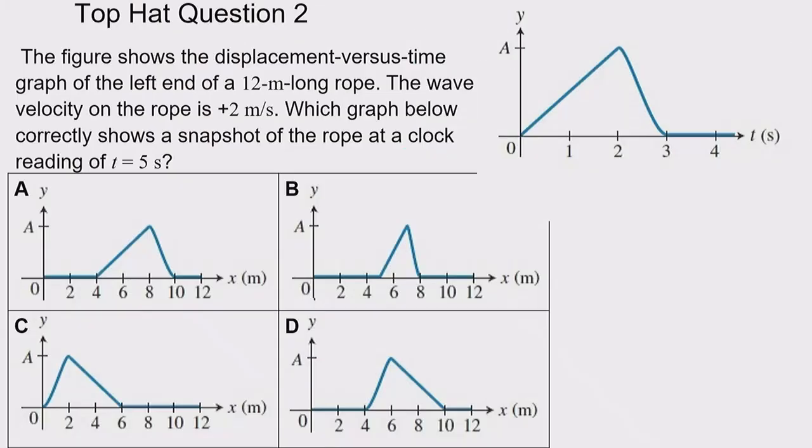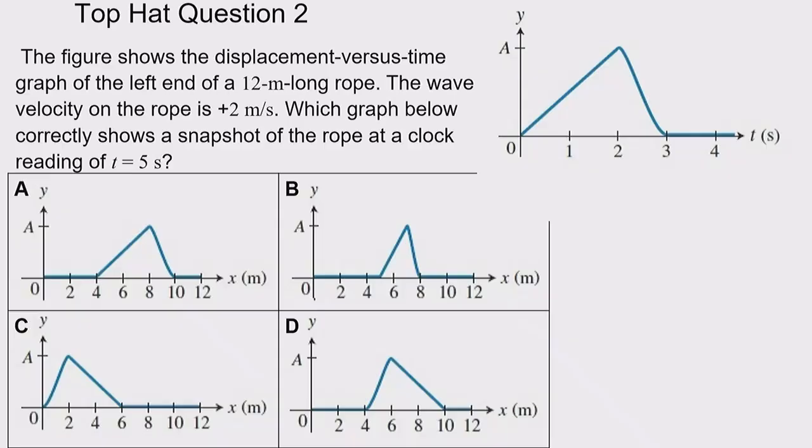What I've given you is the history graph of the left end of a 12-meter long rope. It's going to start at 0, and then I'm going to slowly go up and then snap it down back to 0. It's going to take 2 seconds to go up. And then at t equals 2, it goes quickly down, and at t equals 3 it ends up there. That's the left end. And then the wave velocity on the rope is plus 2 meters per second. It's moving towards the right at plus 2 meters per second.